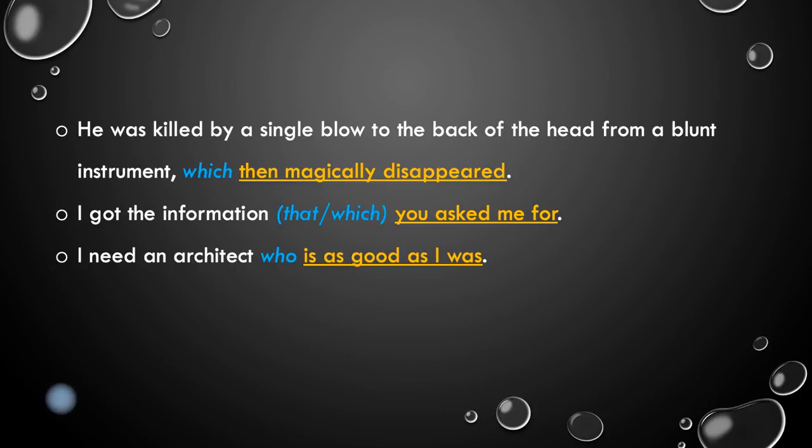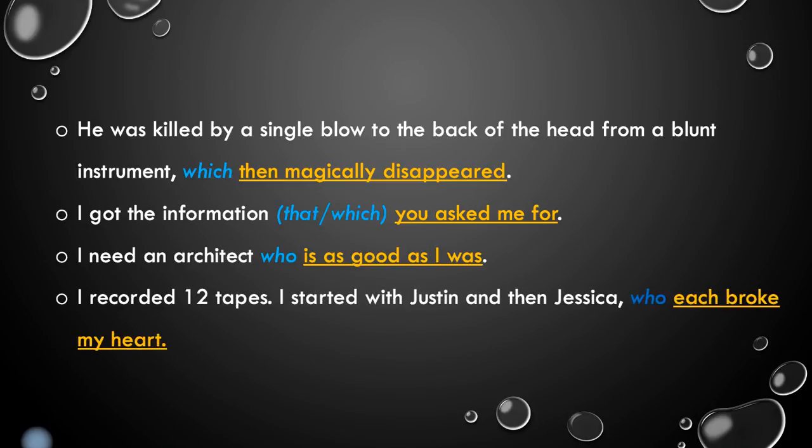Let's look at the examples which were mentioned in the video. He was killed by a single blow to the back of the head from a blunt instrument, which then magically disappeared. That's a non-defining relative clause. You can see a comma here. I got the information you asked me for. Or we can also say, I got the information that or which you asked me for. And today I will also explain when we can omit relative pronouns in relative clauses.